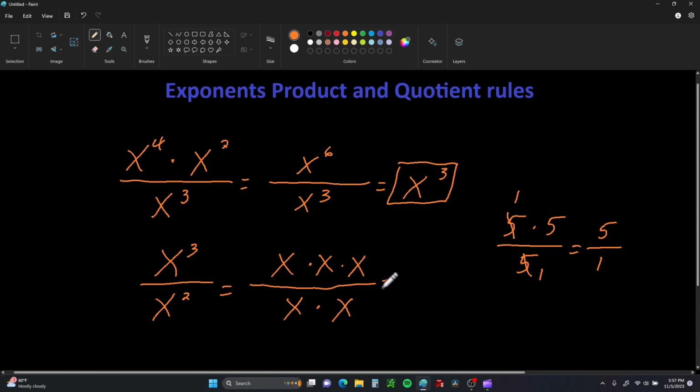Well, same thing over here. I have 3 x's in the top, they're all being multiplied, and 2 x's in the bottom. So I'm going to simplify this, and I can say x goes into itself once, x goes into itself once, then I have another x goes into itself once, and again here. And what I have left is a single x over here and a 1 in the denominator. I can just say x to the first power, which is x to the 3 minus 2.